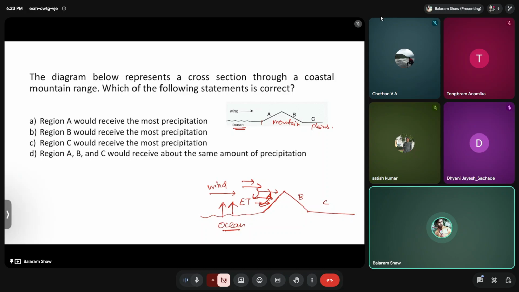But again, because of the mountain, there will be rainfall in this direction, which we call orographic rainfall due to the mountain, right? So most of the precipitation will happen at this windward side of the mountain, that is E, and the remaining will happen in B or C. We are considering that there is no water vapor coming from the land direction. That's why we have mentioned ocean here. Okay. Any question here? So the correct answer is region A will receive the most precipitation.